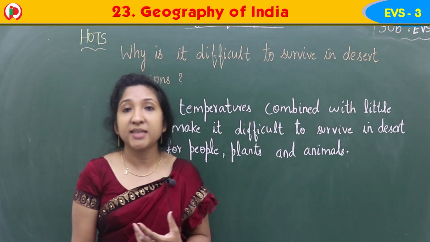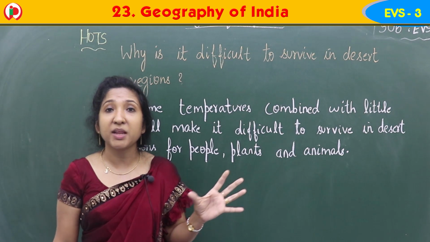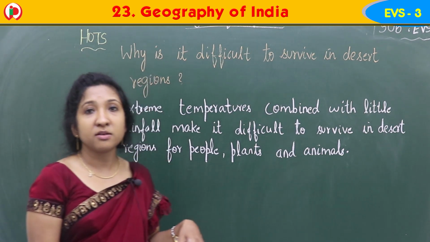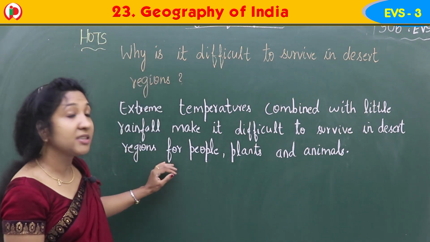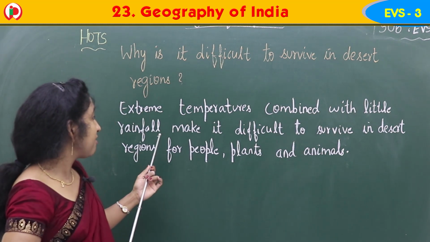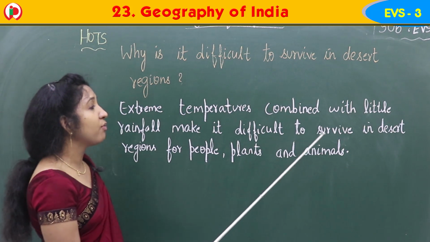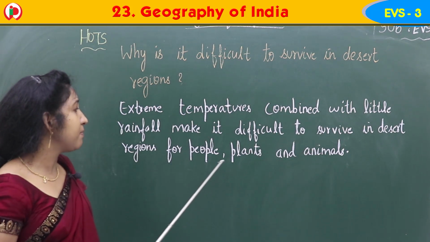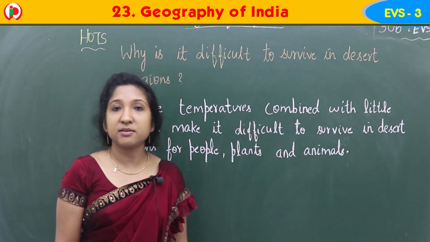Very few people, we cannot see many people in desert areas because of high temperature and less rainfall. That is the reason it is difficult to survive. Extreme temperatures combined with little rainfall make it difficult to survive in desert regions for people, plants and animals. Okay.